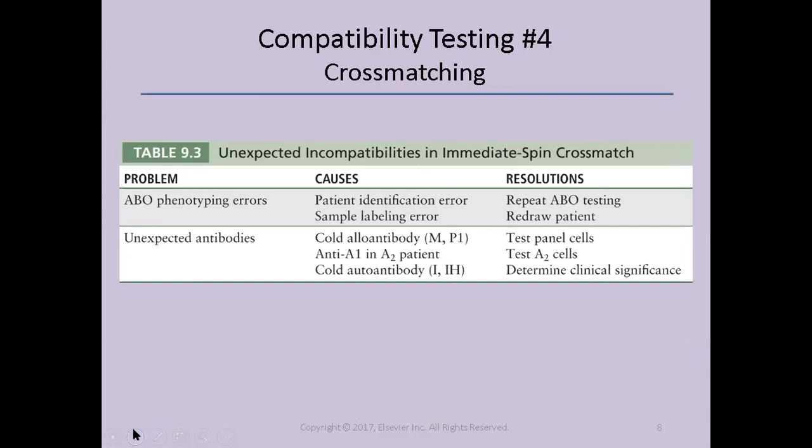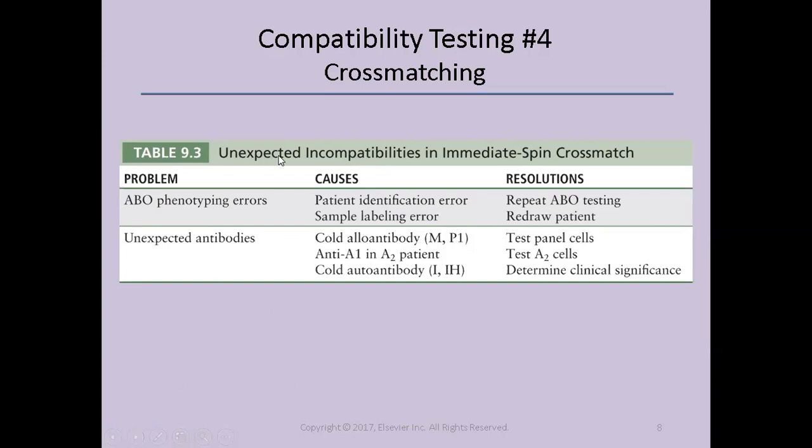So immediate spin cross-matching is kind of like how we do our ABO typing. Remember, we're taking recipient serum or plasma. It would be 2 drops of, let's say, their plasma in a test tube if we're doing tube testing, and 1 drop of the donor 3 to 5% red cell suspension that we're thinking of transfusing to that person. We mix everything together, do immediate spin, centrifuge right away, and read. And that's the immediate spin cross-match. It's as fast as doing our ABO forward and reverse typing.